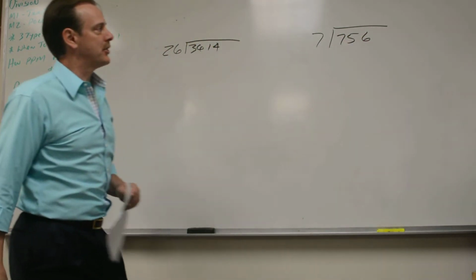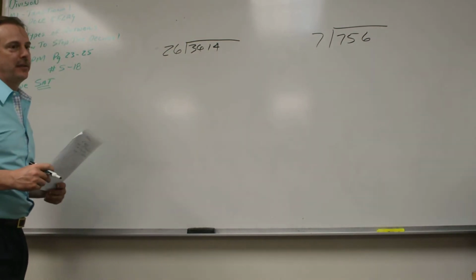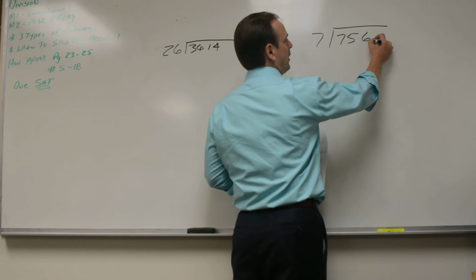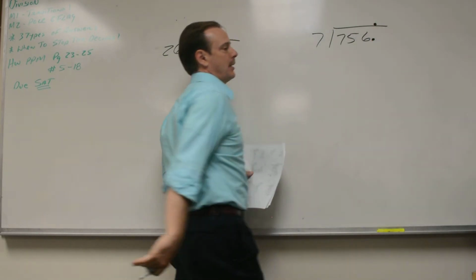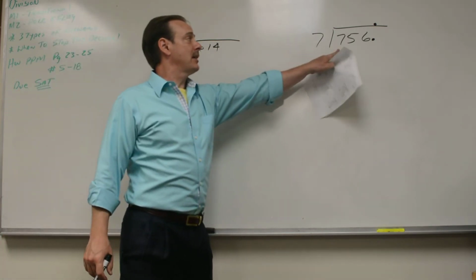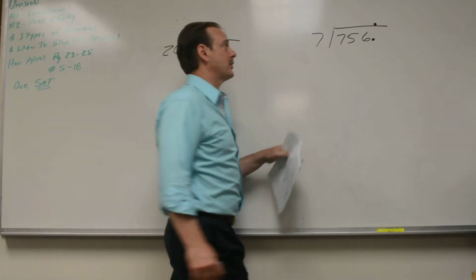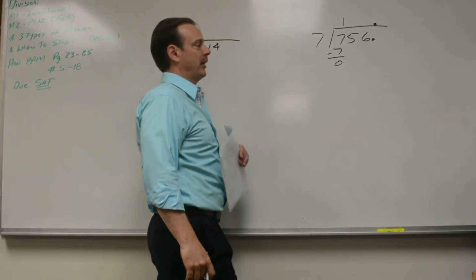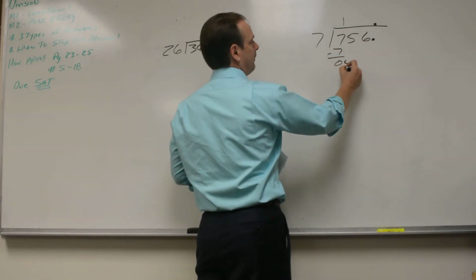All right, we're going to start out with 7 goes into 756. Now, if I wanted to, I could put my decimal point here because it goes in and projects right to the top into the quotient. First thing, how many times does 7 go into 7? Once. So 7 times 1 is 7, subtract that out, 0. That terminated out. We bring down the 5.